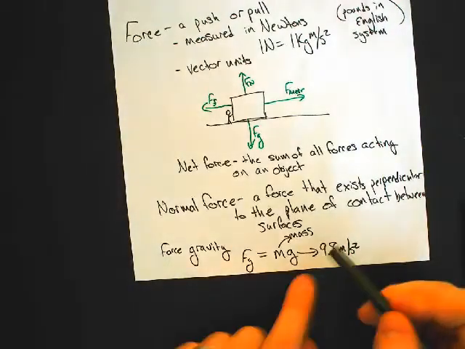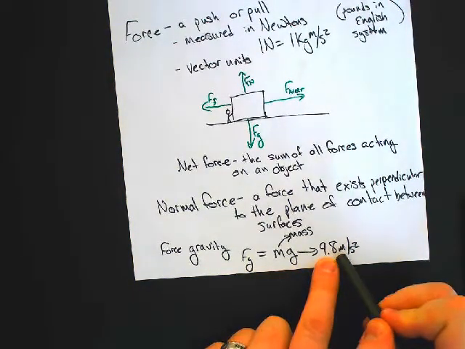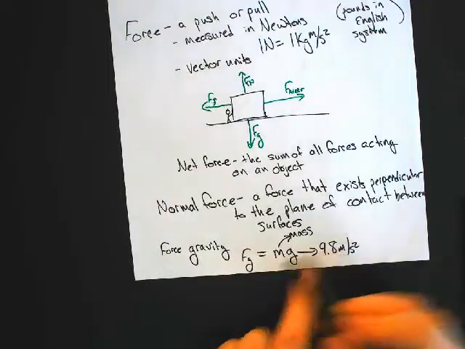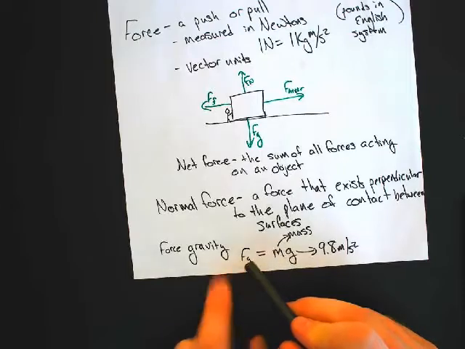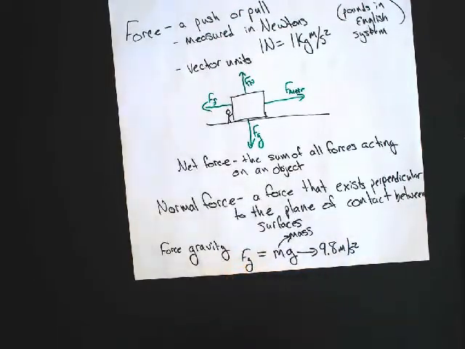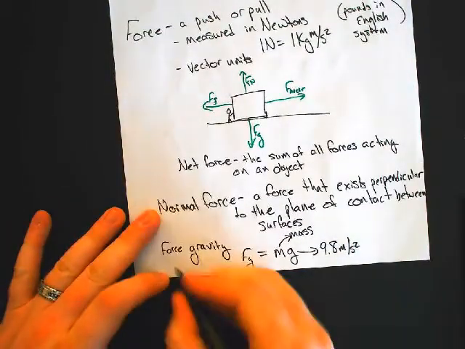This is because the objects accelerate at the same rate, not because they have the same force of gravity. An object's mass helps determine its force of gravity. Its force of gravity can also be called its weight.